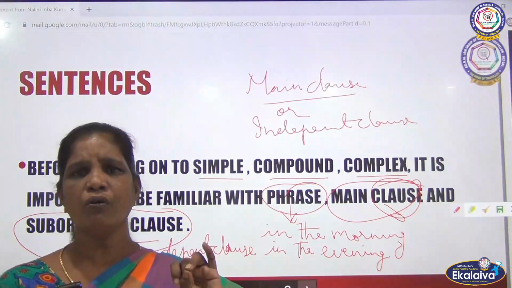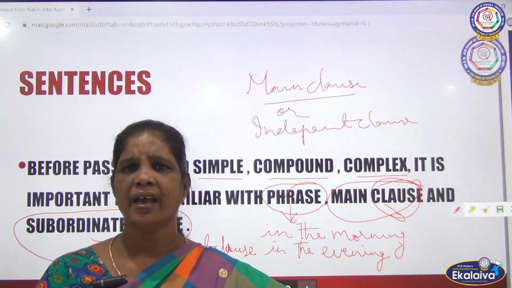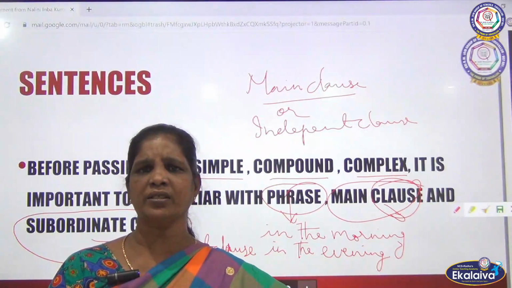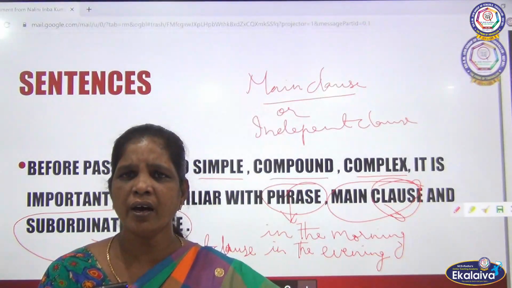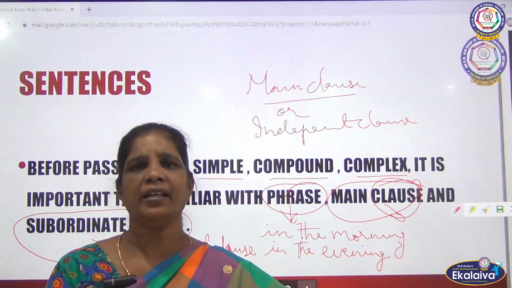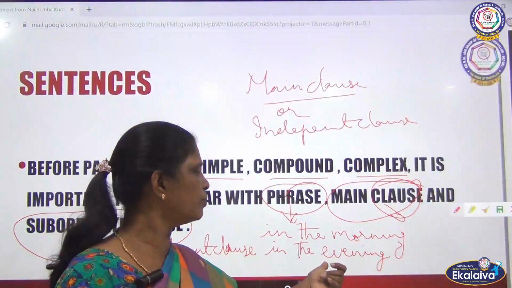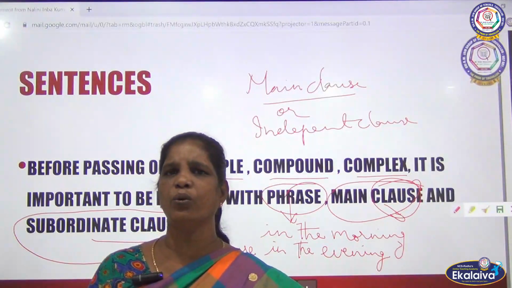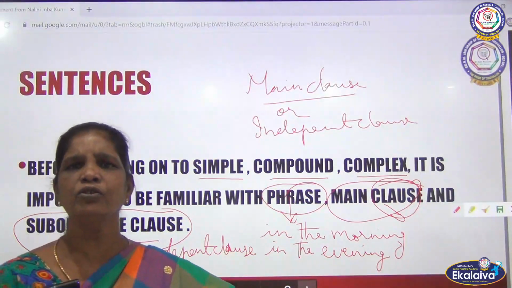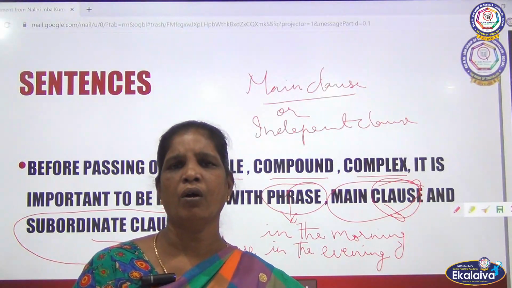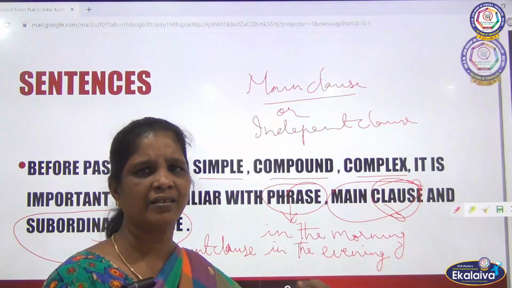Okay. So you learned what is a phrase, what is a clause, what is a main clause and what is a subordinate clause. Again I will tell you, a group of words which gives meaning and has no main clause is called a phrase. For example, in the morning, in the evening, at the school, in the corner of the street. In these you will find no finite verb. So it is called a phrase.